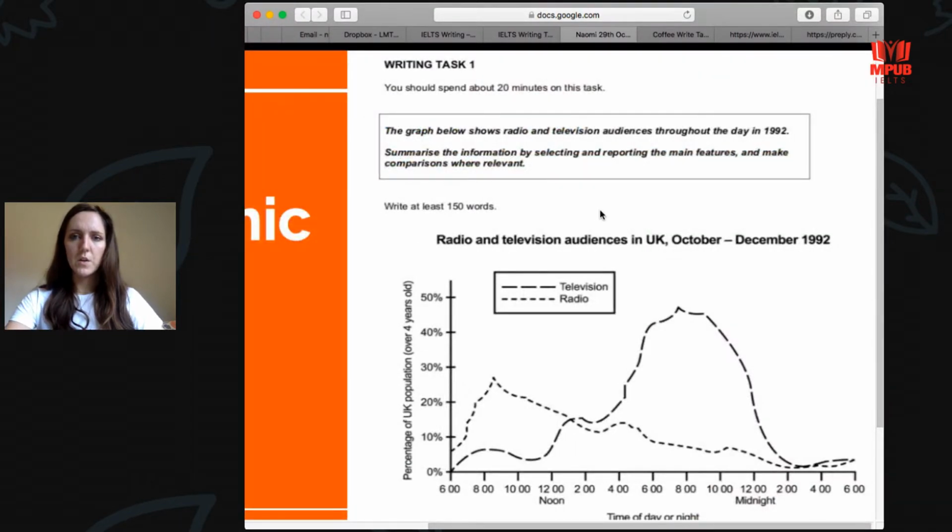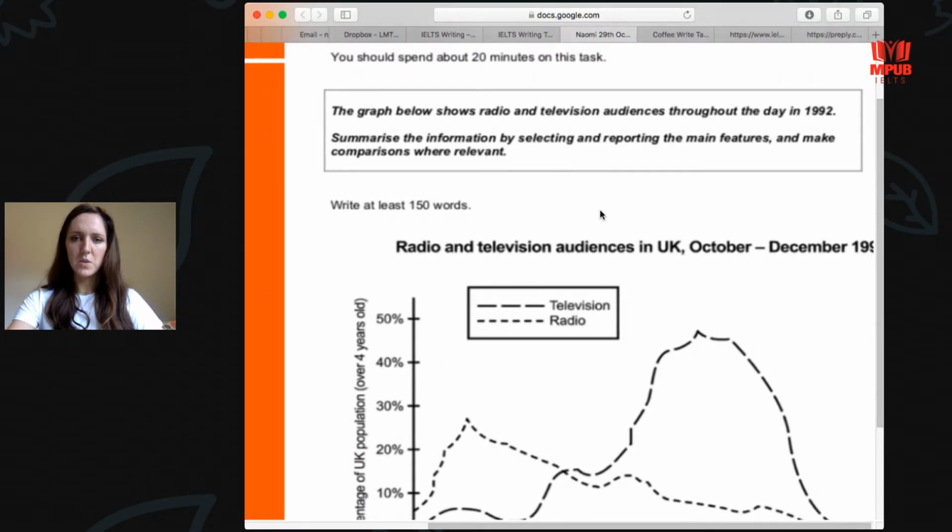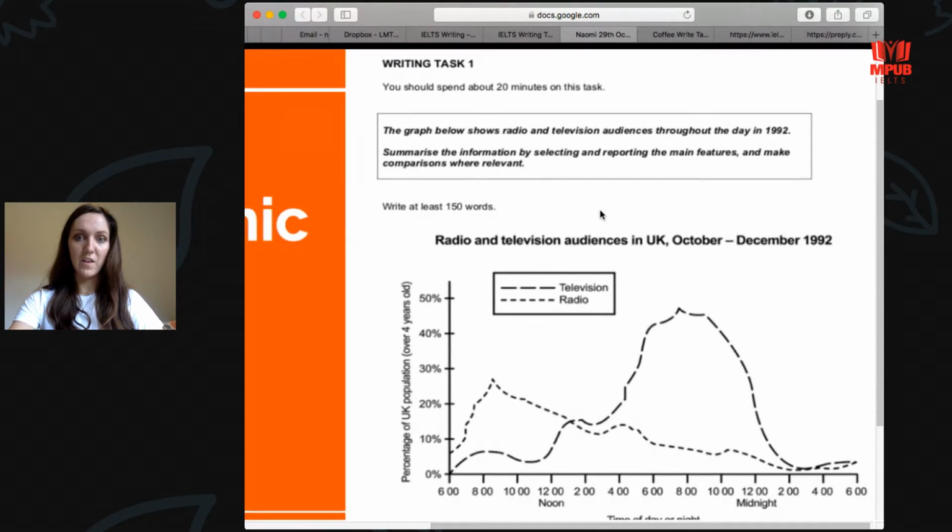So you can see here, just trying to make sure that you can see it as best as possible. There we go. I think that's the best we're going to get. So I've got my keywords. What are my keywords? Radio and television, audiences. What does audiences actually mean? It means people watching.